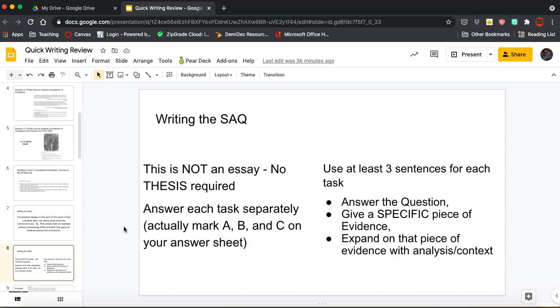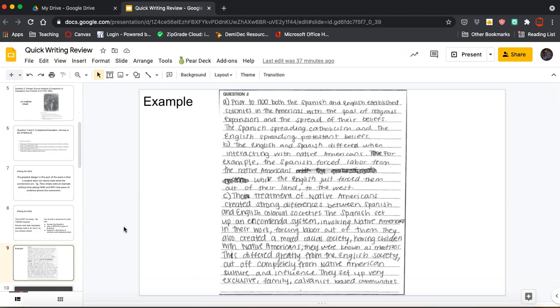Reminder, this is not an essay, so whenever you write it, make sure that you differentiate between A, B, and C. You do not want the readers to have to decide whether you're answering part A, B, or C. You tell them what you're answering. Use complete sentences, no bullet pointing. All right, but make sure that you answer the question, be specific, and then expand on the why. Okay, so here's an example of that non-stimulus one.